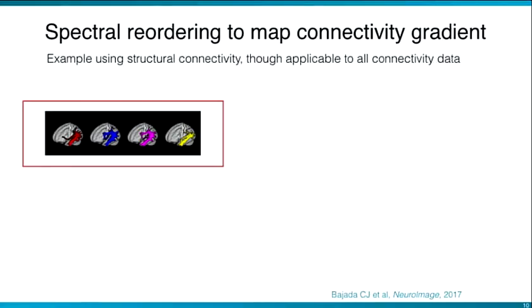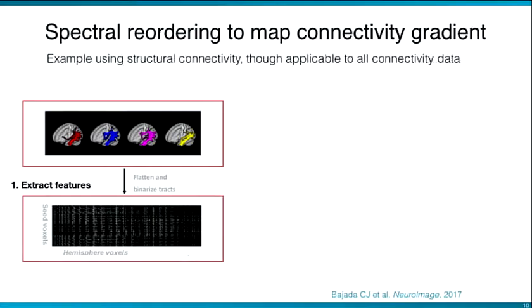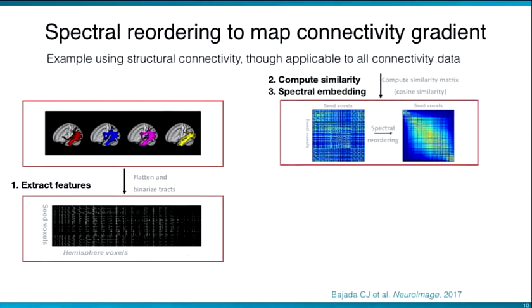So what are the methods for using spectral reordering? In this work by Claude Bajada, that was published last year in NeuroImage, they take probabilistic tractography maps from every voxel, in this case within the temporal lobe, and extract the features. So we have seed voxels that we're interested in by the target voxels, which we've already discussed. We compute the similarity of each of those seed voxels, and then the spectral reordering step, which we'll go into in more detail in a few moments.